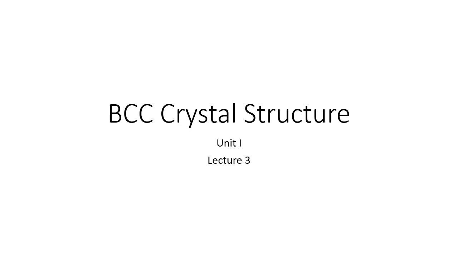Hello, this is the third lecture of Material Science and Metallurgy, and in this lecture, we are going to study three crystal structures that are predominantly found in metals. These crystal structures are body-centered cubic, face-centered cubic, and hexagonal close packed. In this video of lecture 3, we will study the body-centered cubic crystal structure.